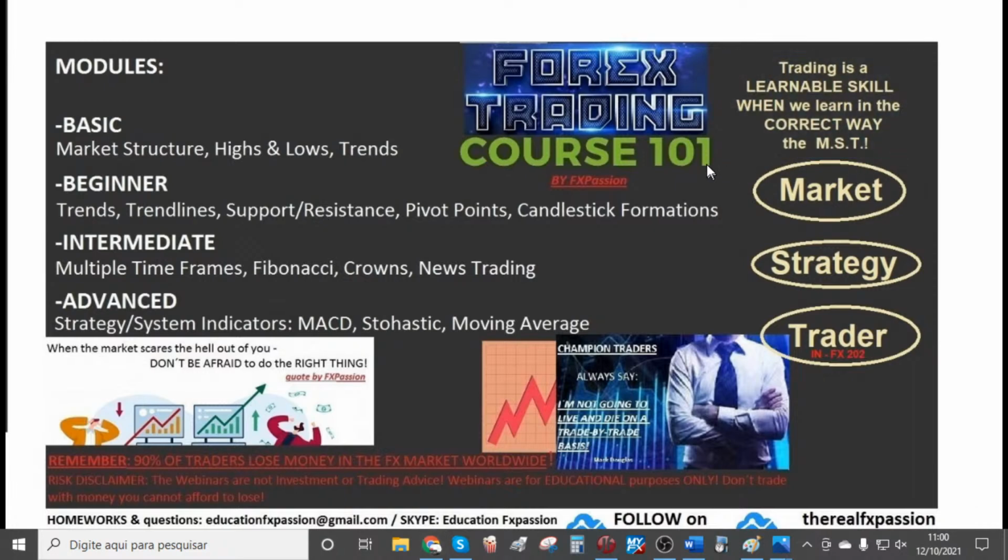The MST: M stands for the market, S stands for the strategy, and T stands for the trader. If this is your first time, everybody, we are doing this with all of these modules here. Basic module, market structure, beginner module, trend line, support, resistance. And today, what is today's title? Trading Fibonacci numbers, the original Fibonacci and the Contrarian Fibonacci in multiple time frames, part 1. Everybody, this is going to be one of the challenging lessons, right?